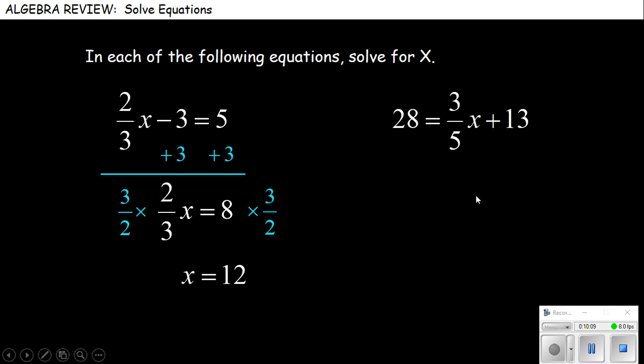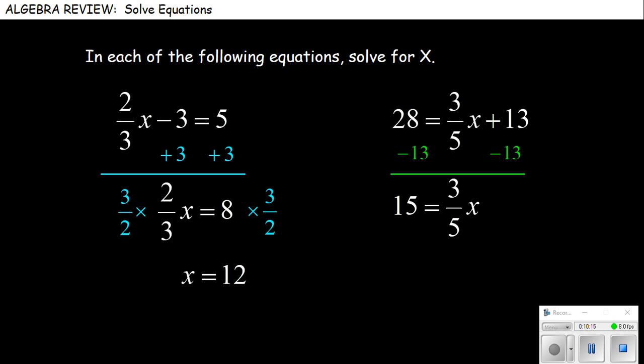Okay, so for the first step, we're going to subtract 13 from both sides, and now we'll have 15 is equal to 3/5 x. Next, we multiply by the reciprocal, times 5 over 3 for both of these. On the right side, they cancel out. 15 times 5 over 3 is going to give us 25.